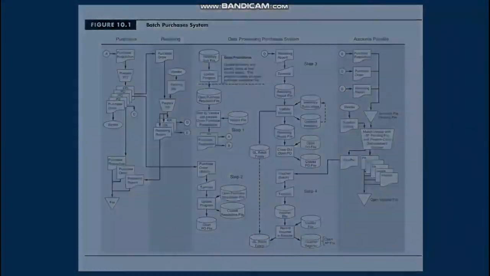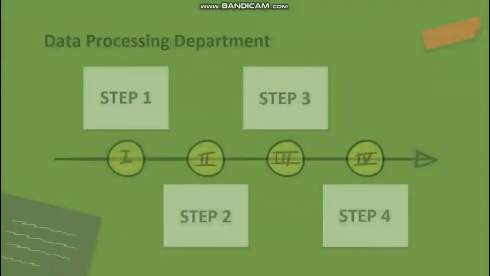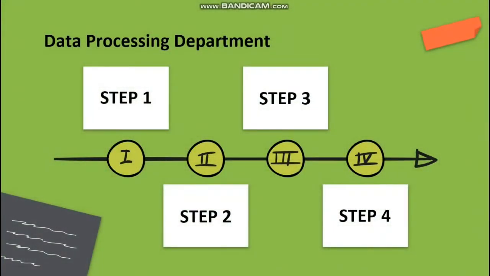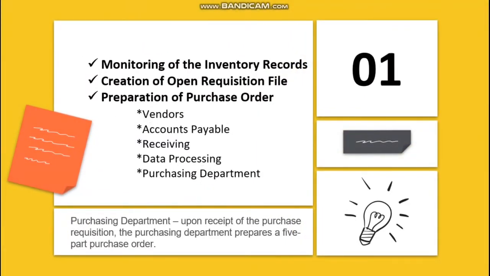And here's its continuation. To discuss the batch purchases system, in the data processing department, there are 4 steps. Step 1 starts with the monitoring of the inventory records. This control function is actually already initiated during the revenue cycle, if merchandising, or the conversion cycle if manufacturing. When inventories are reduced by sales or are used in production and have fallen to their reorder points, the system will create a record, which is the next part, the creation of the open requisition file.